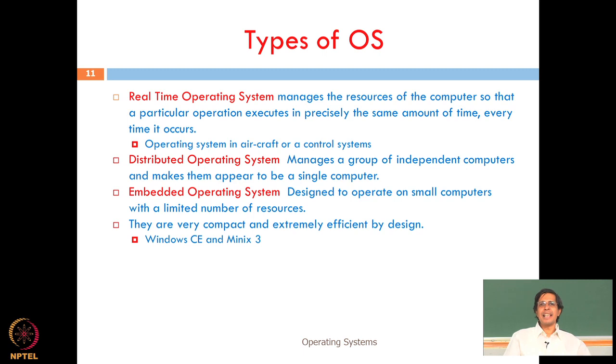What do you expect out of an operating system? We say that if I ask for an operation X, I should get a correct result. This is a normal operating system. But in a real-time operating system, when I ask for an operation X, that operation should be done correctly, and not only that, it should be done within a given point of time.